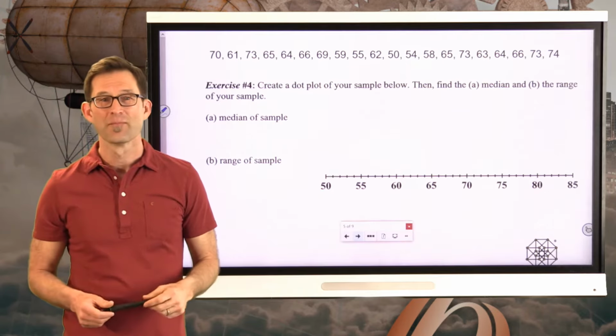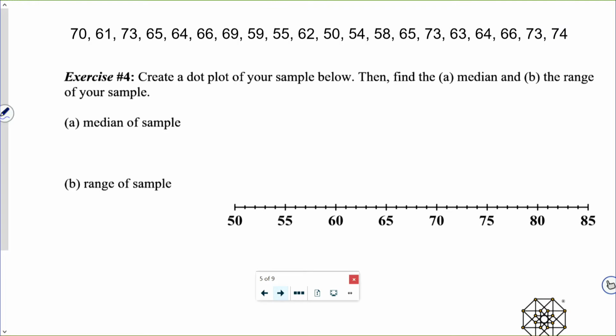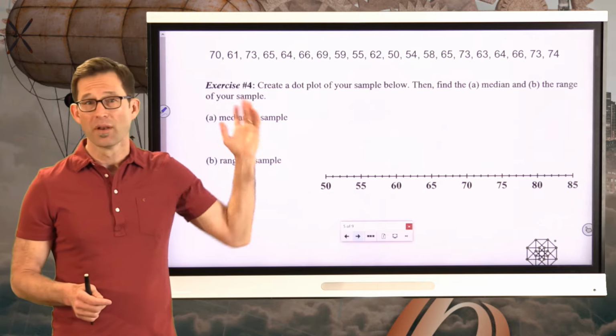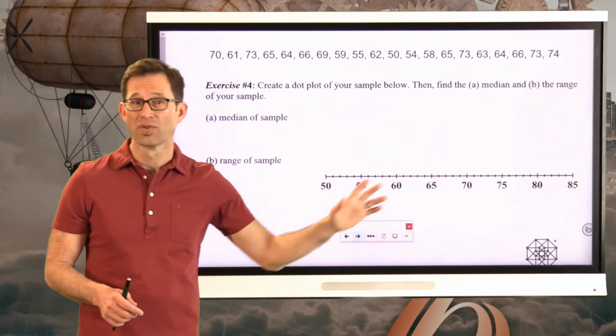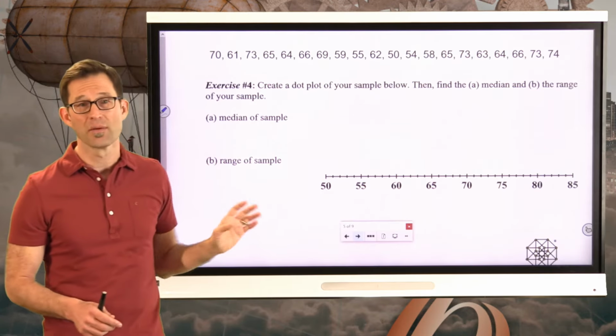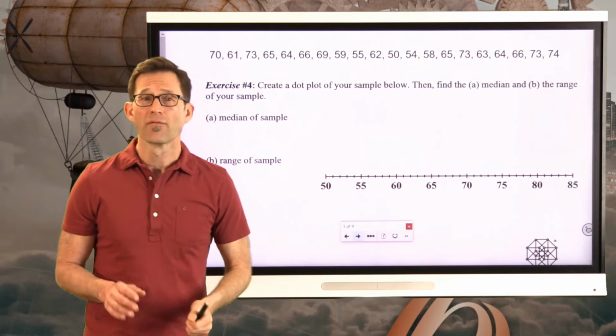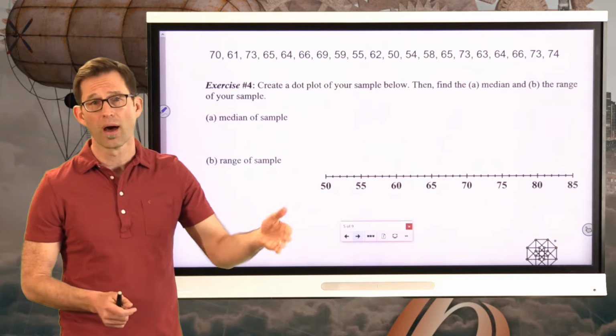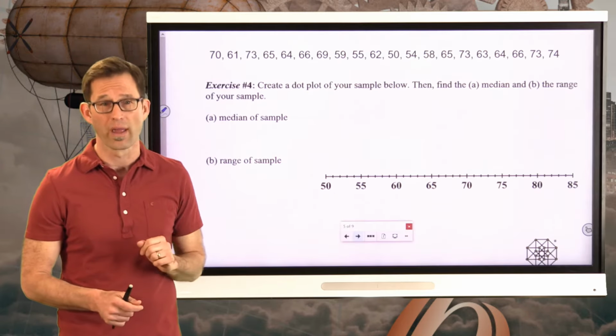Let's take a look. Create a dot plot of your sample below. Then find A, the median, and B, the range of your sample, all right? So I'd like you to pause the video now. If you got the same sample as mine, awesome. Your dot plot's going to look the same, your median's going to be the same, your range is going to be the same. Unfortunately, if you have a different sample than I do, you'll have a different dot plot, a different median, and a different range, okay?